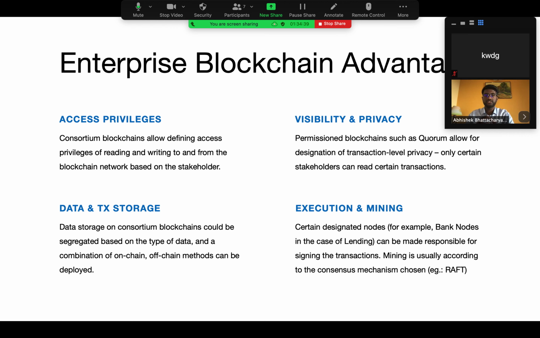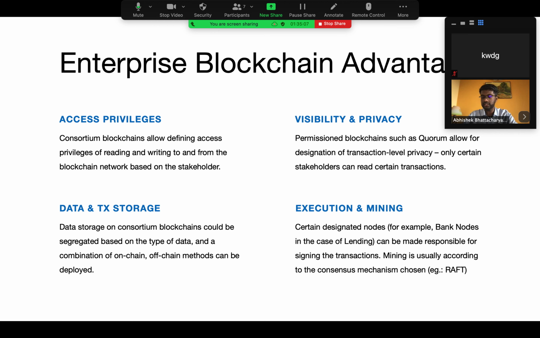Visibility and privacy is very much at the level of transactions. As I said earlier in this slide, you can specify which transactions are visible to which particular nodes, and which transactions one particular node can act on and process. This is a very important concept in permission blockchains, in enterprise blockchains. For example, permission blockchains such as Quorum allow for designation of transaction level privacy.